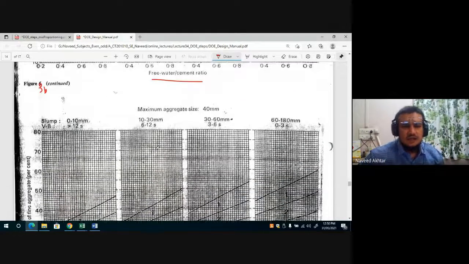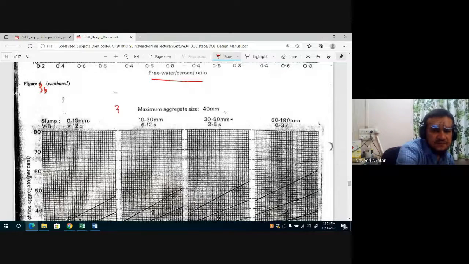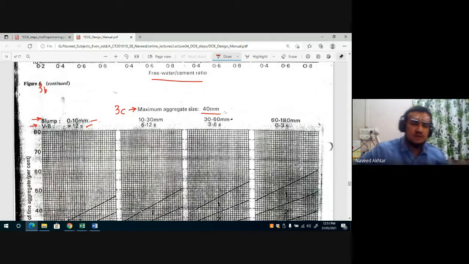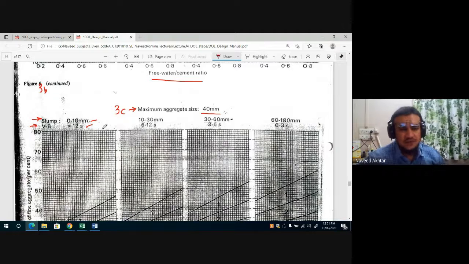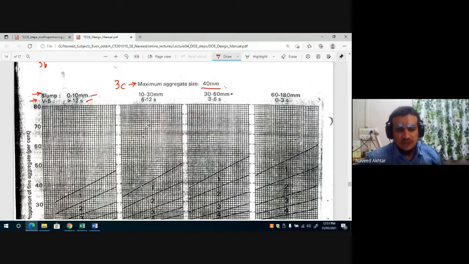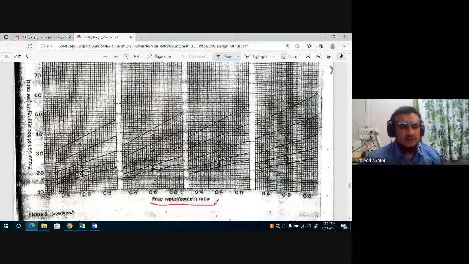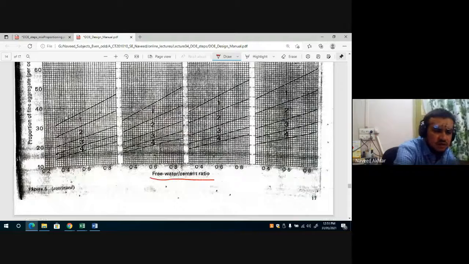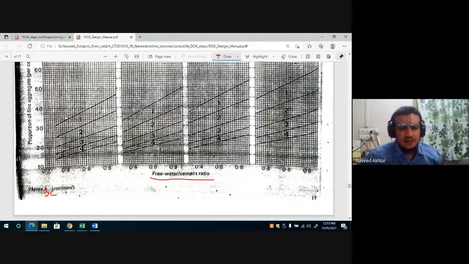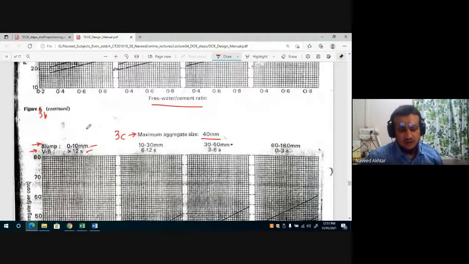Similarly, figure number 3c is for the 40 mm aggregate and for the different slump and VB time values. You can see here the slump value at the top and VB time value at the bottom. Whatever you are considering for the variability, it may be VB time. Based on that value, and based on the free water to cement ratio, from figure 3c you can find out the proportion of fine aggregate. So from this graph, you can find out easily the proportion of fine aggregate.